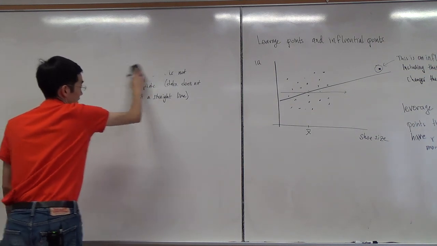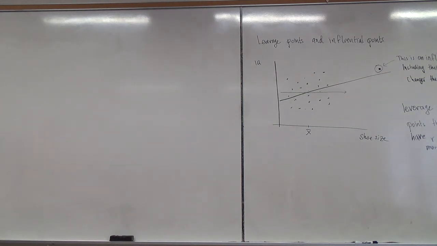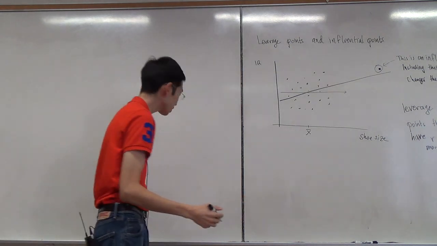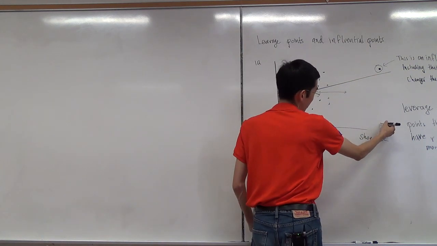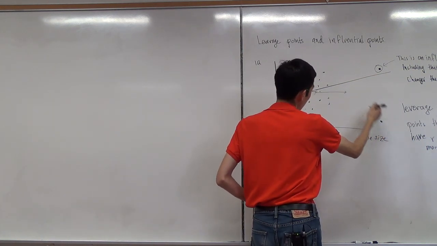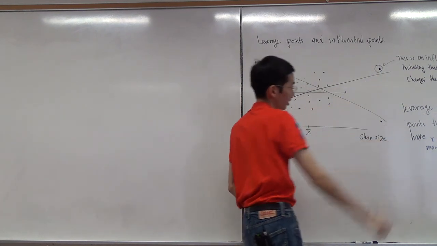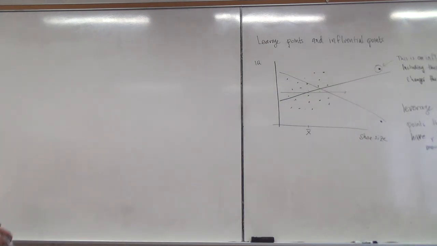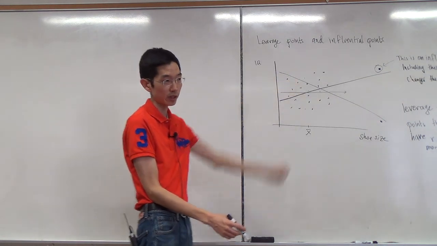Leverage is neither good nor bad. It's just something that exists, but it can change the results of a regression. If this person with very large feet happened to have a very low IQ, and we did not include this one, then our analysis would change to something like that. So the high leverage in this case greatly influences our regression.